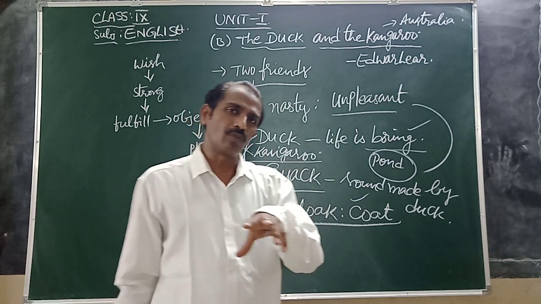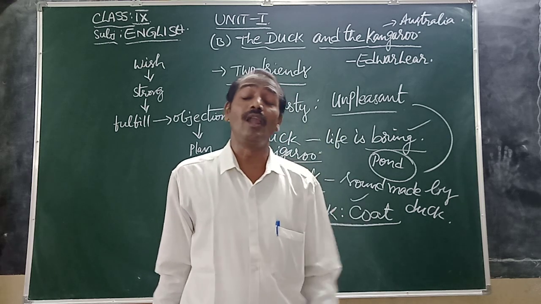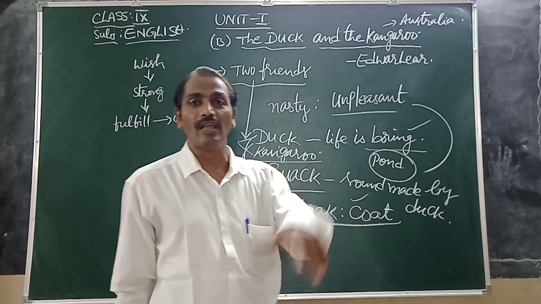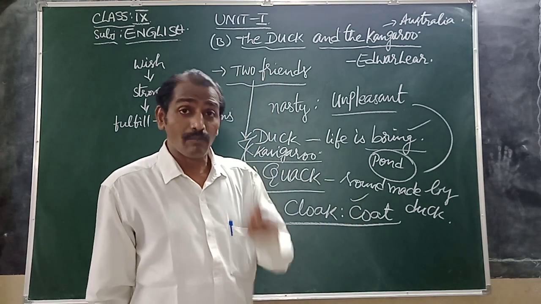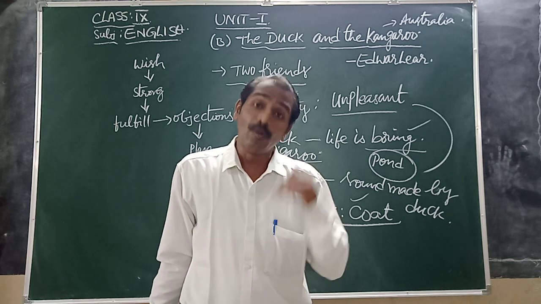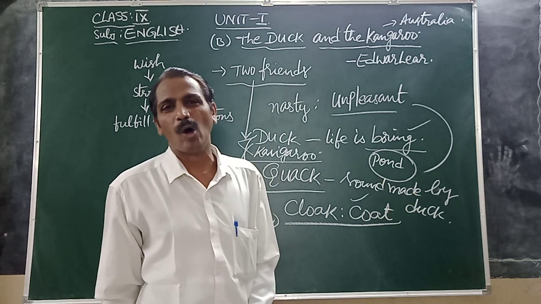From this we understand that the duck should express love and affection for the kangaroo, because we understood one thing: if he doesn't do so, the kangaroo will not take him to go out around the world.